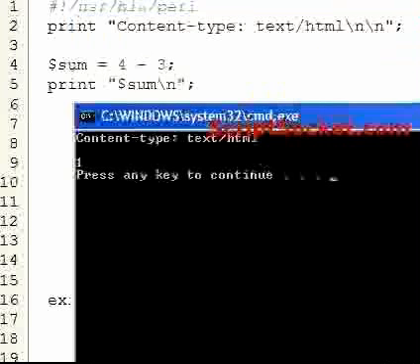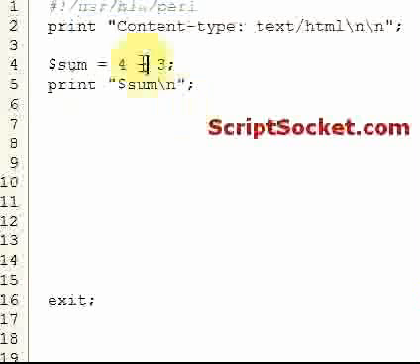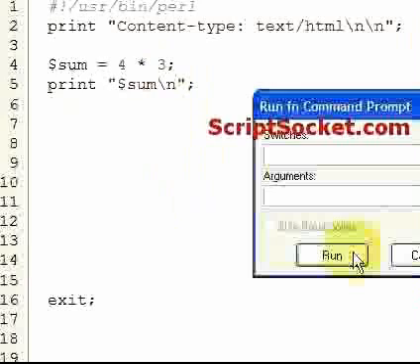Let's multiply 4 by 3. We use the star symbol, and that is shift 8, which will get you the star shape there. Our sum will now equal 4 times 3, which is 12.